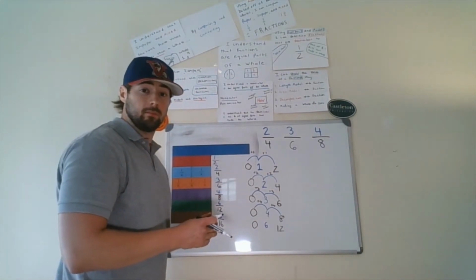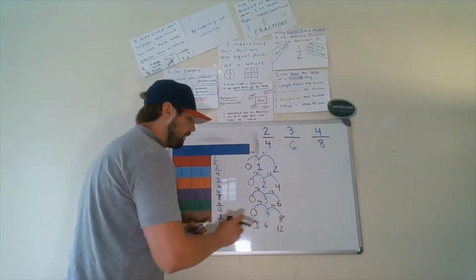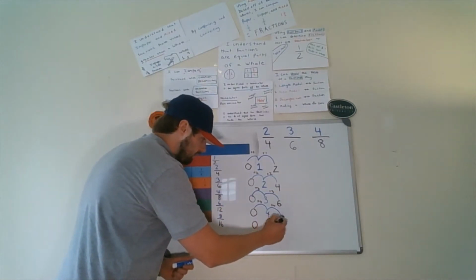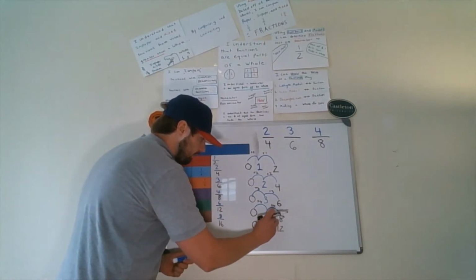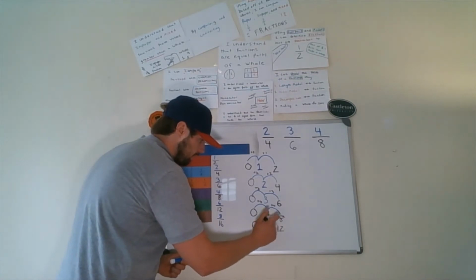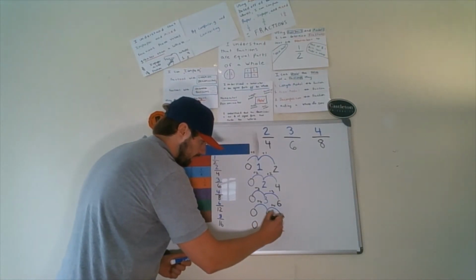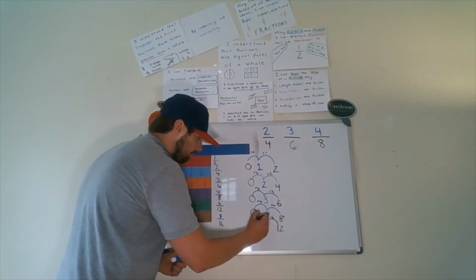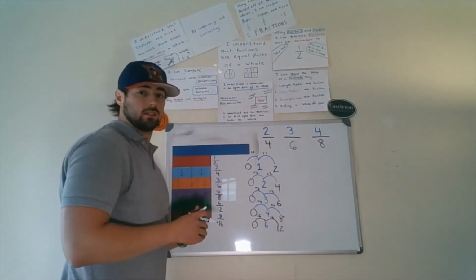Once again, there is an equal value. There's an equal distance between 6 and 12. There is 6 parts between 6 and 12. And there is 6 parts between 0 and 6.